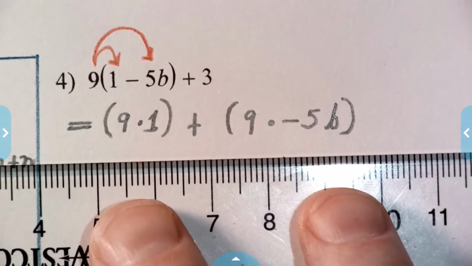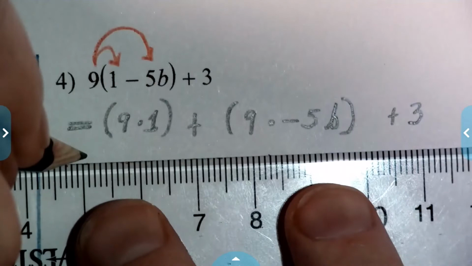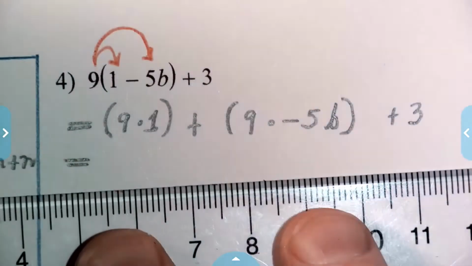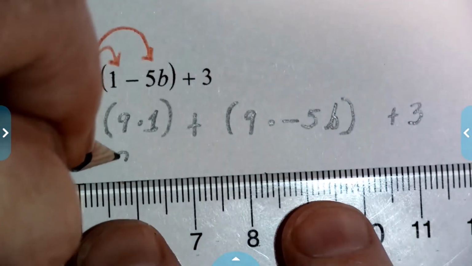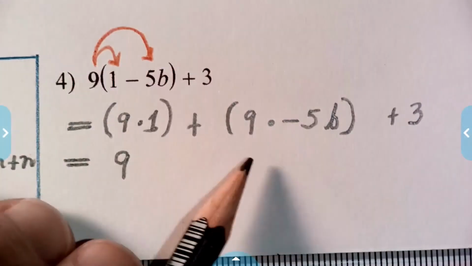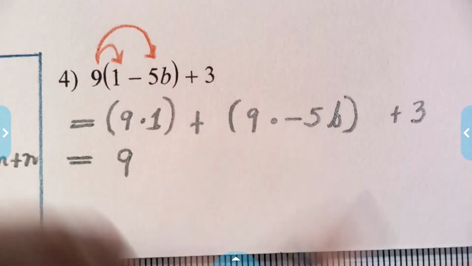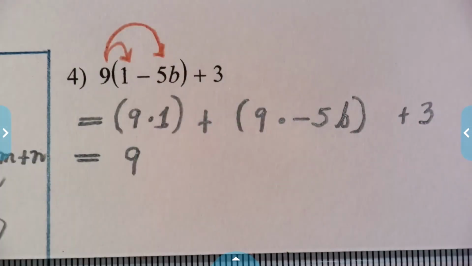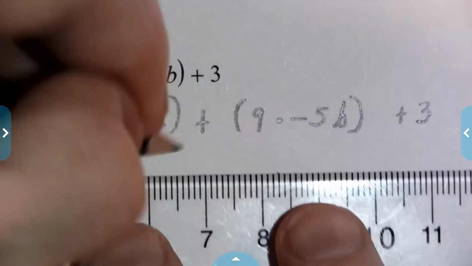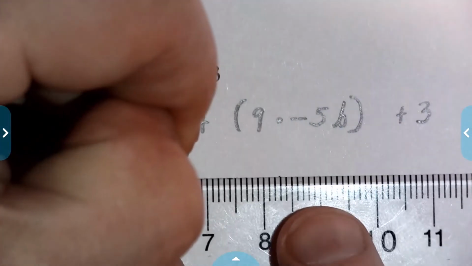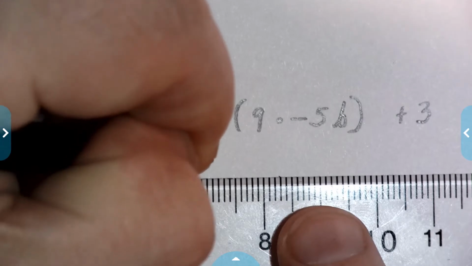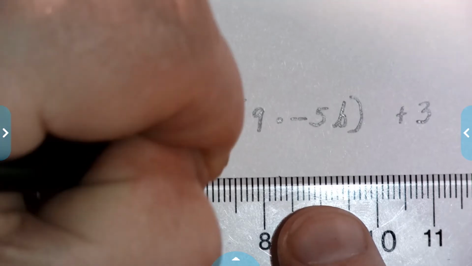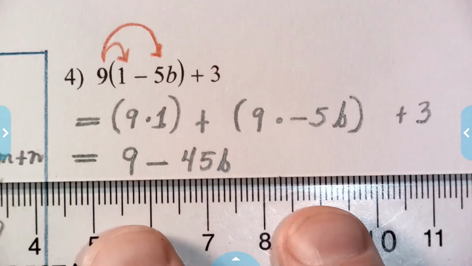And then don't forget about the plus 3. Okay. All right, let's keep going. 9 times 1 is 9. 9 times negative 5b, well, 9 times 5 is 45, so 9 times negative 5 is negative 45, so 9 times negative 5b is negative 45b, so I'll just put minus 45b plus 3.